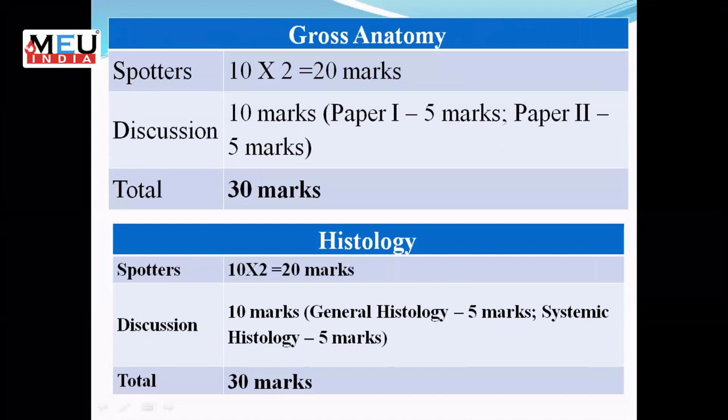Coming on to the practical. In practicals, where we all have the gross anatomy and histology, this is the common template we all are following: spotters, discussion, and the total marks. And the discussion, we take it for 10 marks, one from paper 1 and paper 2. All these are the common or regular things we are all following.